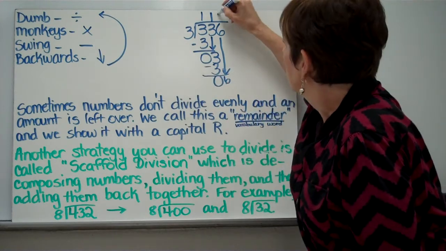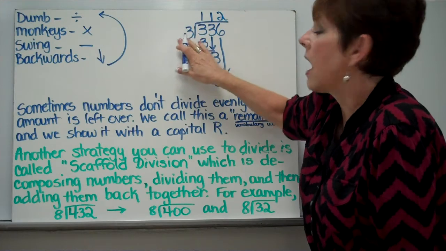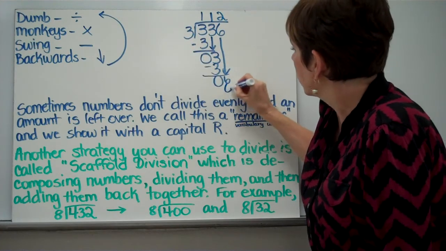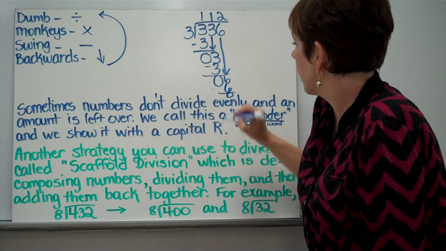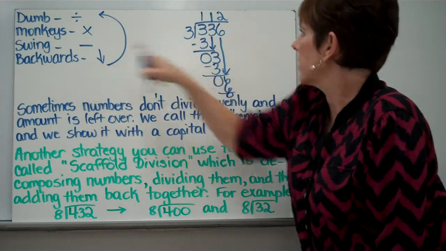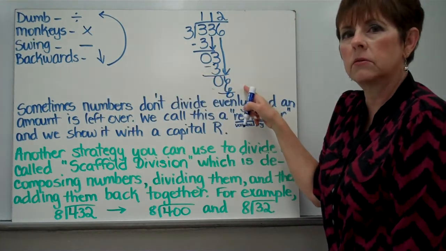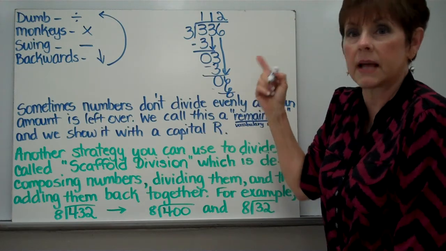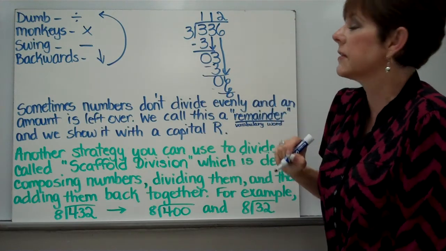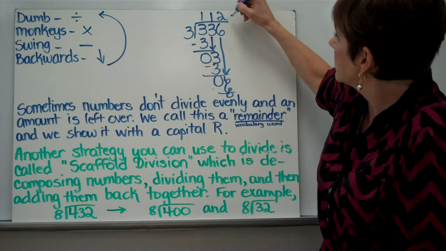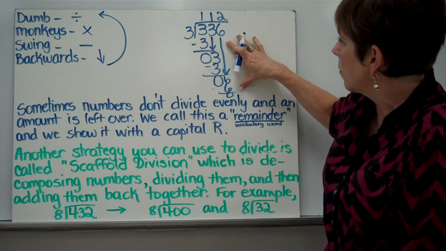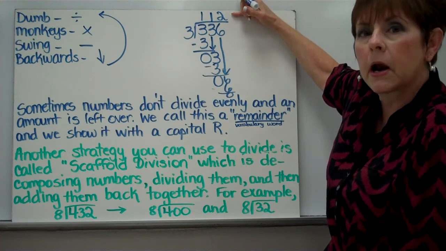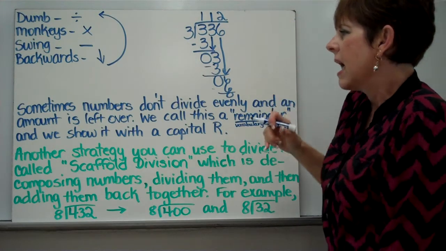2. Multiply. 2 times 3 is 6. Subtract. 0. Backwards. Is there anything left to bring down? No. So we're done. That's our answer right there, 112. And this is our quotient. You can see where we've worked it out, but we always put our answer at the top.